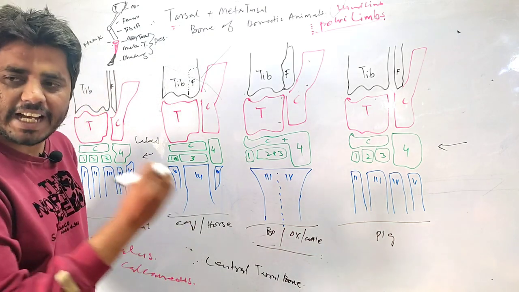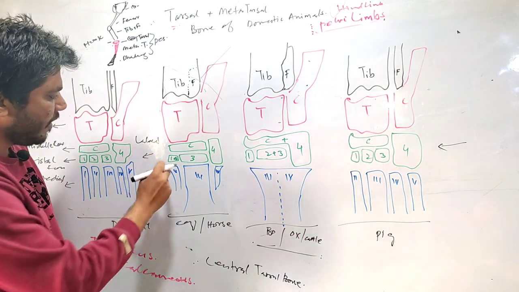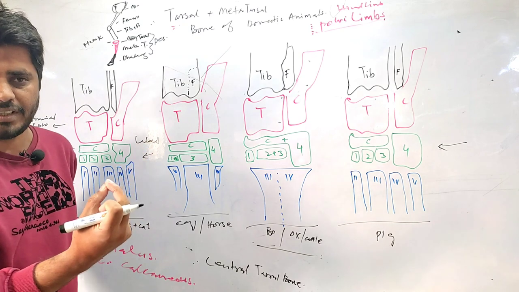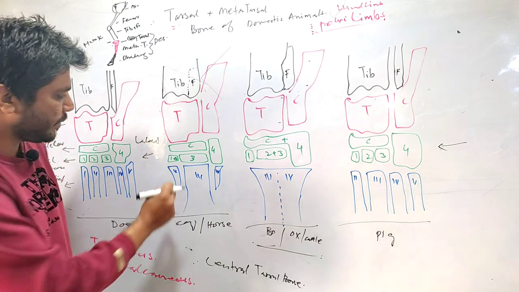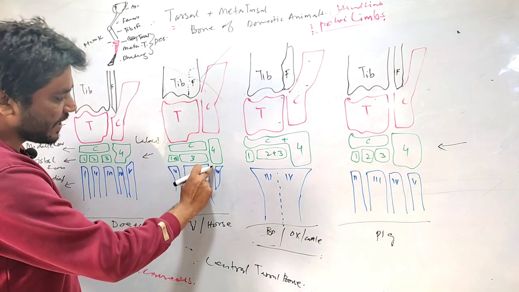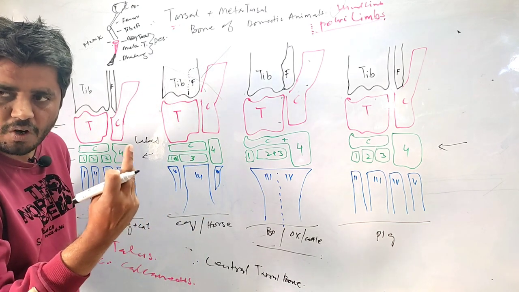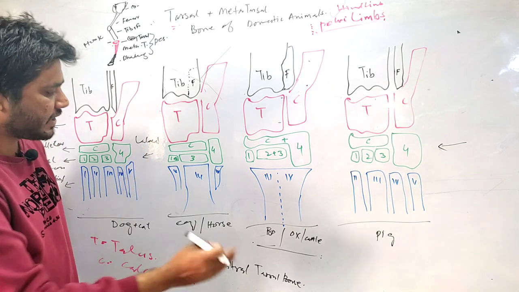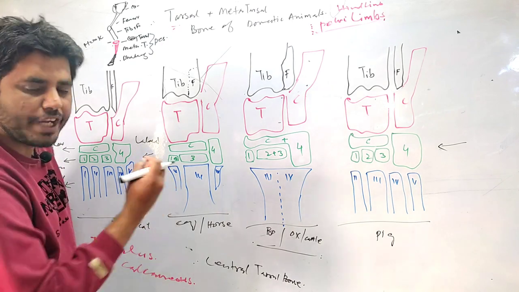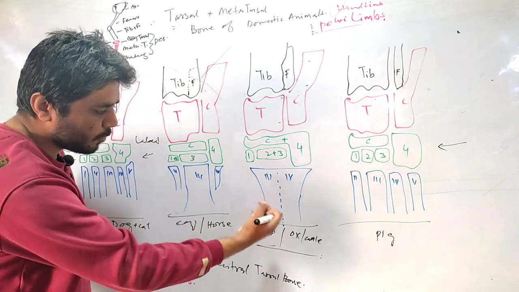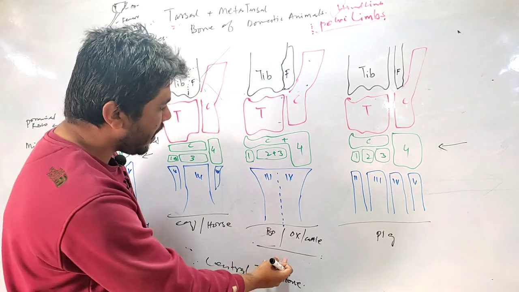In the equine, in the case of horse, there is a little variation. First and second bones are fused. That means in the distal row, horse has three bones instead of four, because one and two are fused. Jump to the next. Next, we have ox.